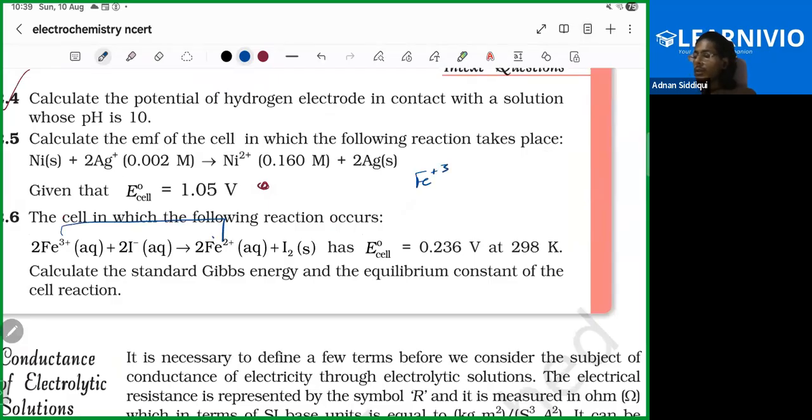What is Fe doing? Is Fe doing reduction or oxidation? Tell me. Fe is doing reduction. Good. So it is the reduction half. One electron it is gaining and converting into 2 positive. Okay, any problem till here?